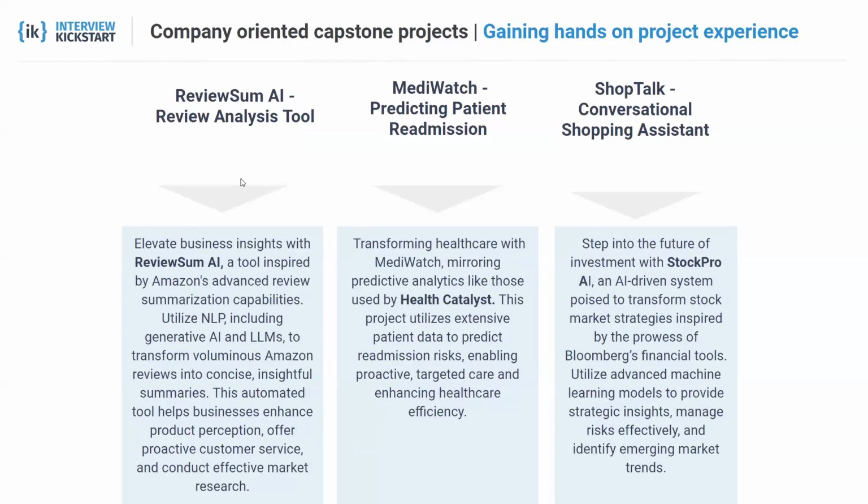I also have some more projects listed where you have this Review Summary AI. So a lot of you might have seen these Amazon summaries, right? Like any of you who shop online would have seen that. So you'll also be able to create a similar tool wherein you'll take very large volumes of Amazon reviews and be able to identify the relevant tags from them and build concise summaries around each of those products, right.